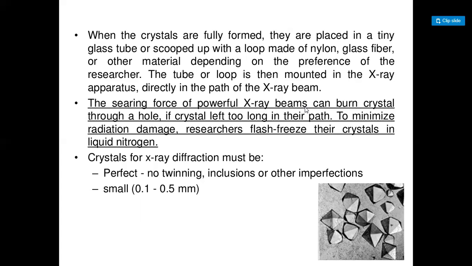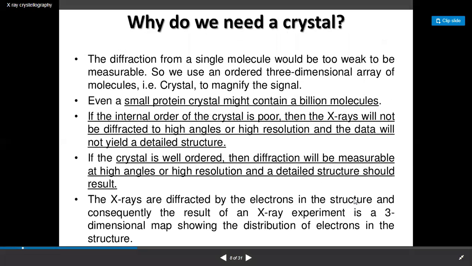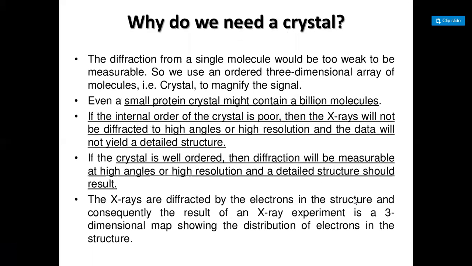So this is a diagram. This diagram shows the imperfection of crystal in X-ray diffraction at 0.5 to 0.1 to 0.5 millimeter. Similarly, why do we need a crystal? So this is a diffraction.